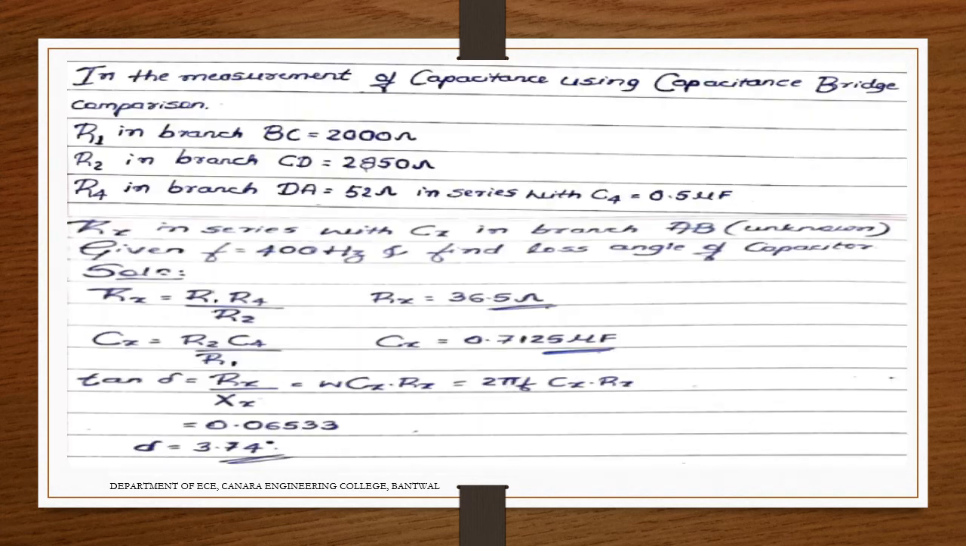Next, in the measurement of capacitance using a capacitance comparison bridge, R1 in branch BC is equal to 2000 ohms, R2 in branch CD is 2850 ohms, R4 in branch DA is equal to 50 ohm, 52 ohm in series with a C4 that is equal to 0.5 microfarad.